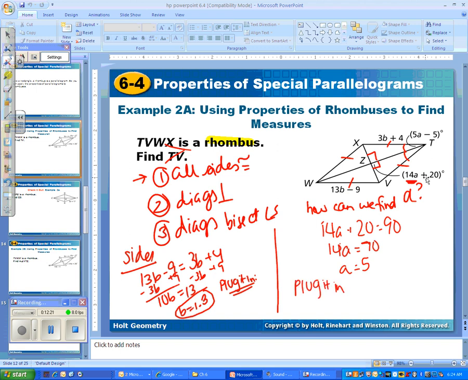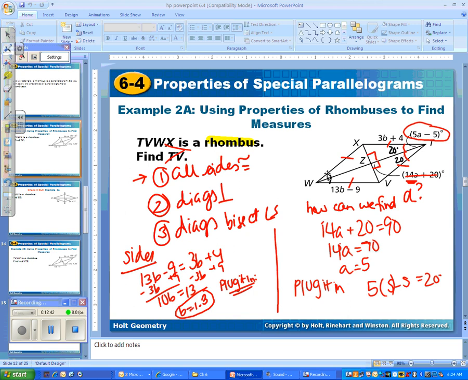Now, we already know that this angle is 90 degrees. We don't need to plug it in here. We want to figure out what this angle is. So 5 times 5 minus 5 will get us 20 degrees. So this angle will be 20 degrees. Now let's fill in everything we know. This angle is 20 degrees. So what does this angle have to be? 20 degrees. Now we know this whole angle is 40 degrees.